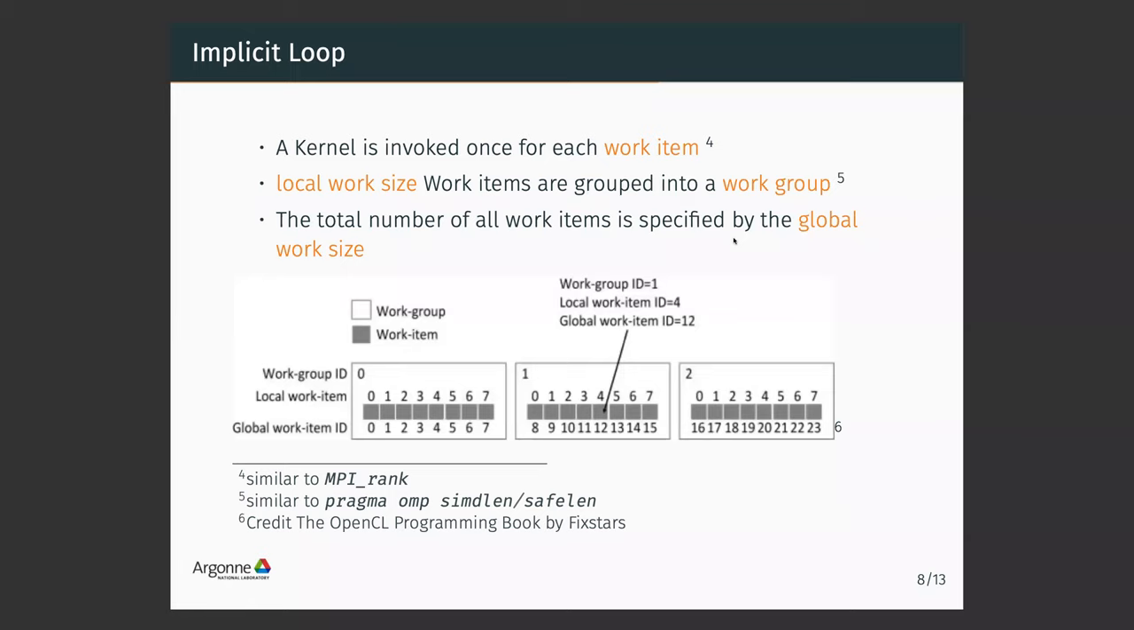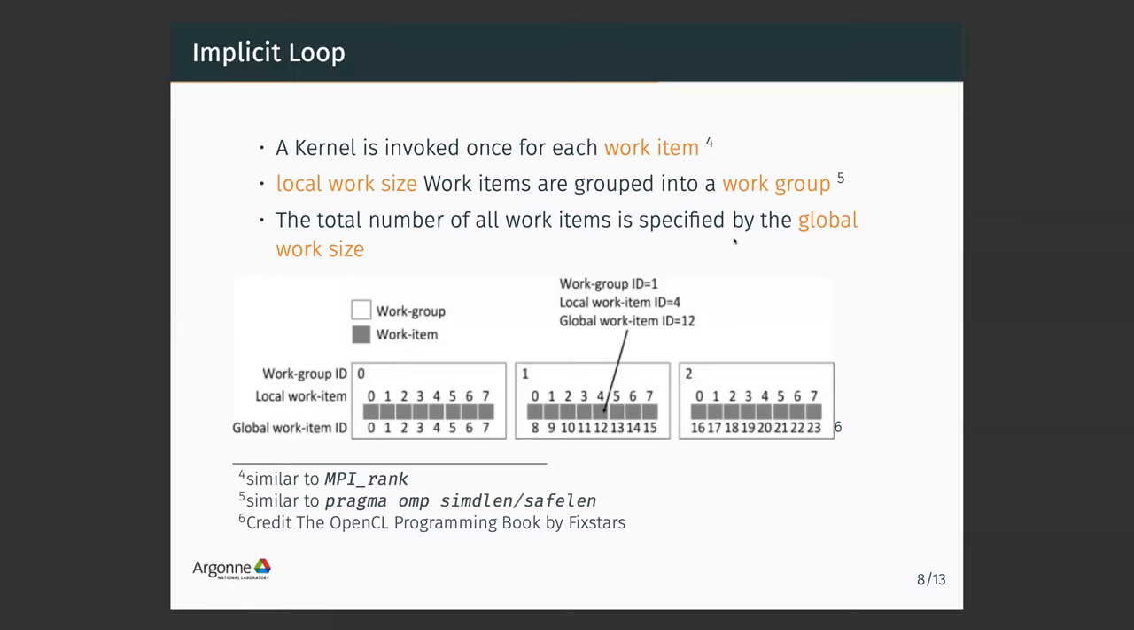So, implicit loop. This one is more for people who have never developed on GPUs, or maybe just come from OpenMP. So it's a novelty in CUDA and OpenCL, really, that you don't write an explicit loop. You just write your kernel, and your kernel will be executed once for each what we call work item. So you can think of a work item like one iteration of your loop.